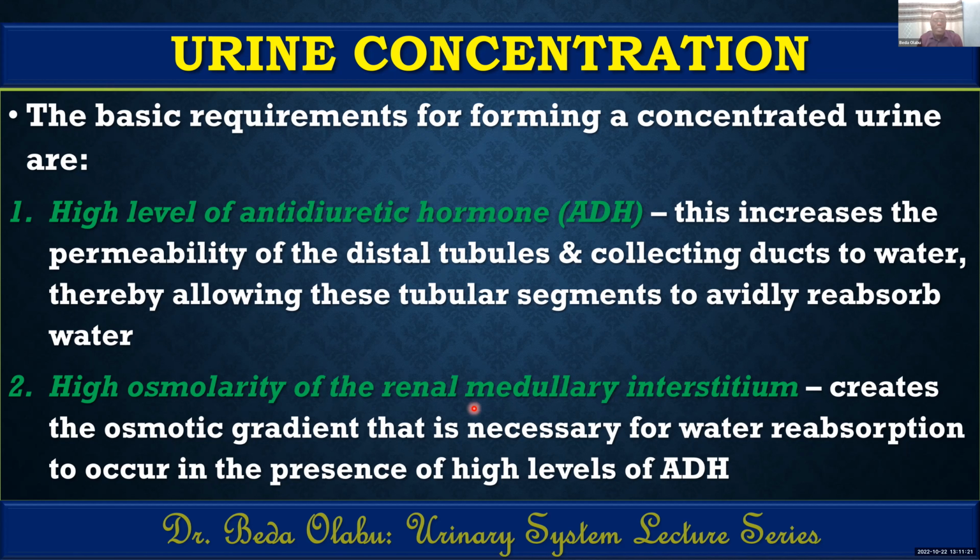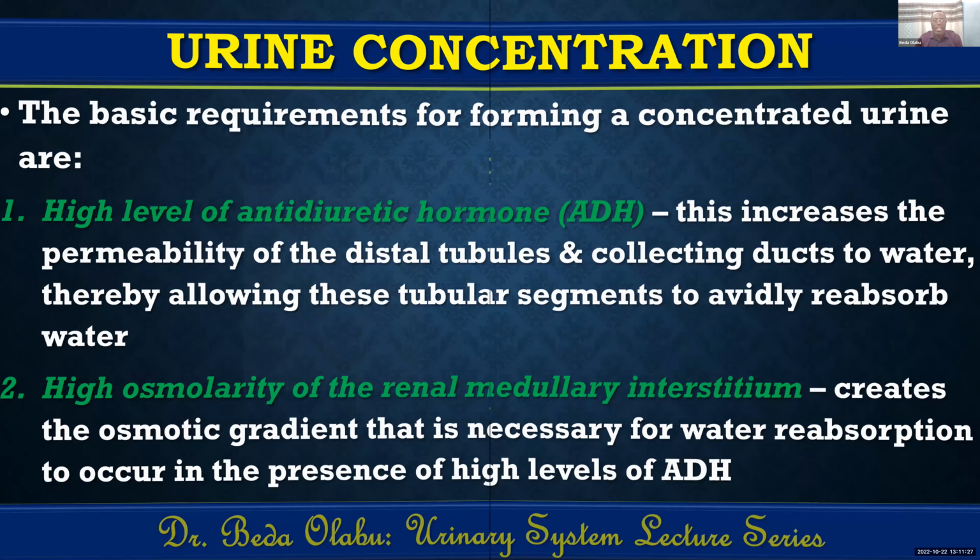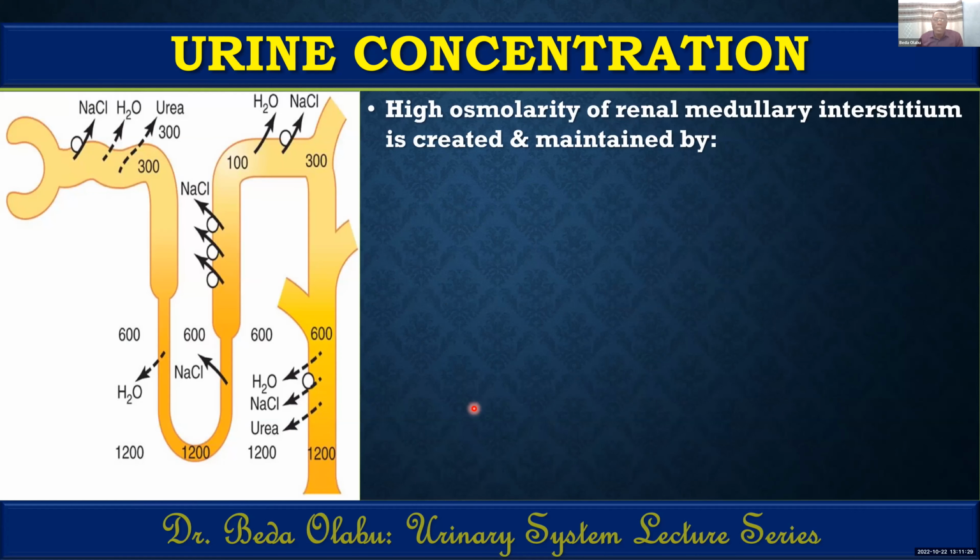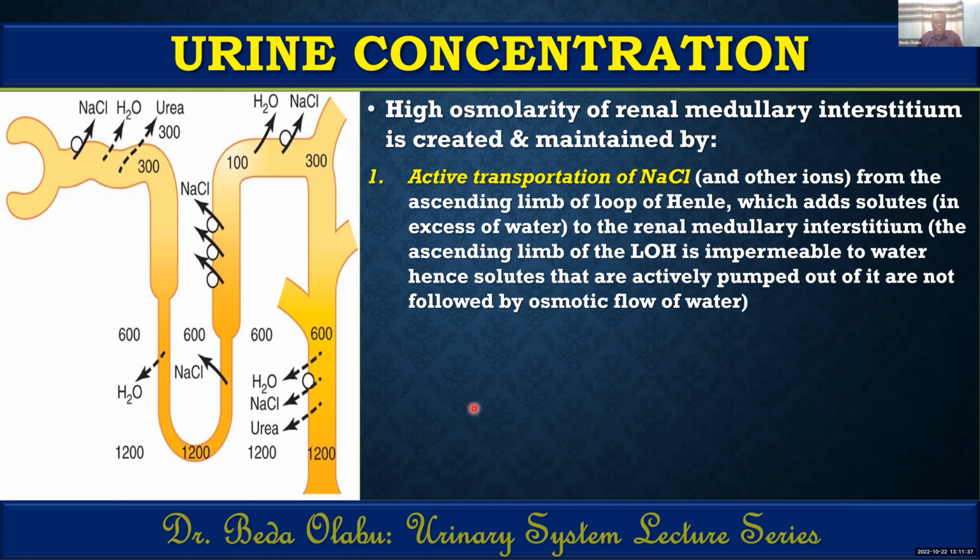Now, I want to focus on this second one, the osmolarity of the renal medullary interstitium. The high osmolarity of the renal medullary interstitium is created and maintained by a number of factors. One is the fact that we have active transportation of sodium and chloride in the ascending limb of the loop of Henle. We have sodium being reabsorbed at the ascending limb of the loop of Henle using active transport, which means transported against their concentration gradient.